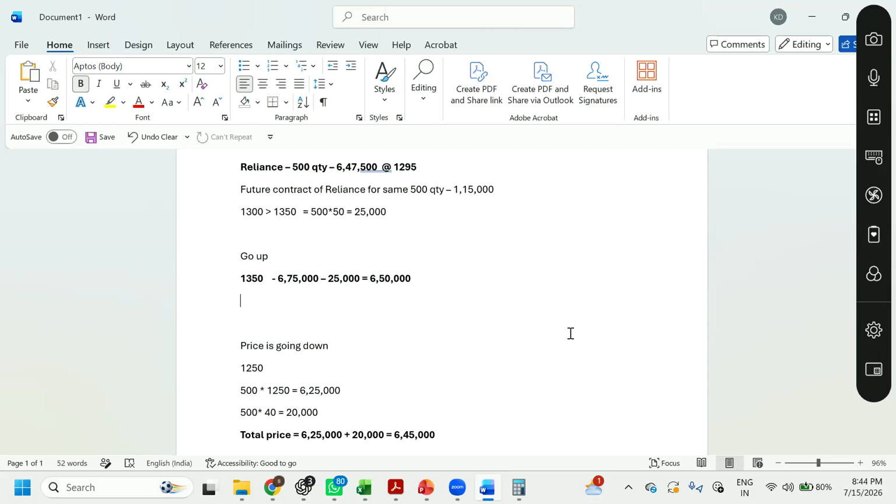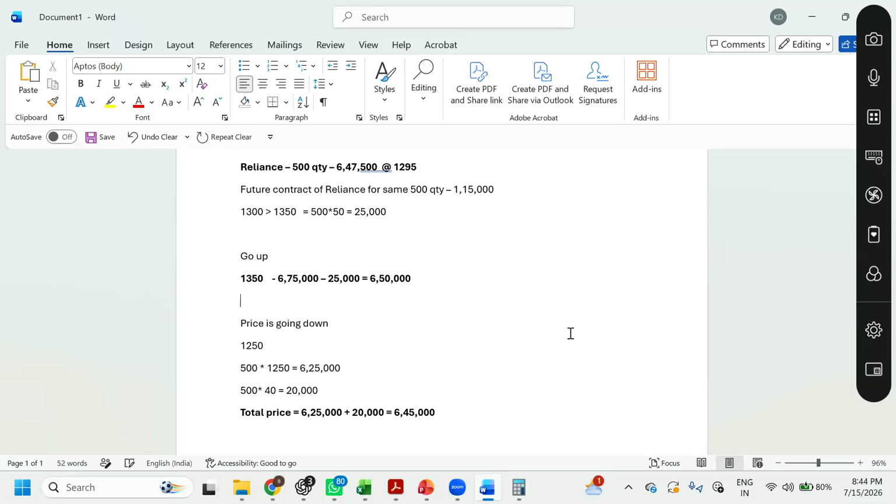But instead, since I have hedged with my long futures contract, even if the price has either gone up or come down, I was able to procure at the same price. Now I'm basically saving the money value in July to the money value in August by doing the hedging there. Clear, guys? So this is a very important concept.